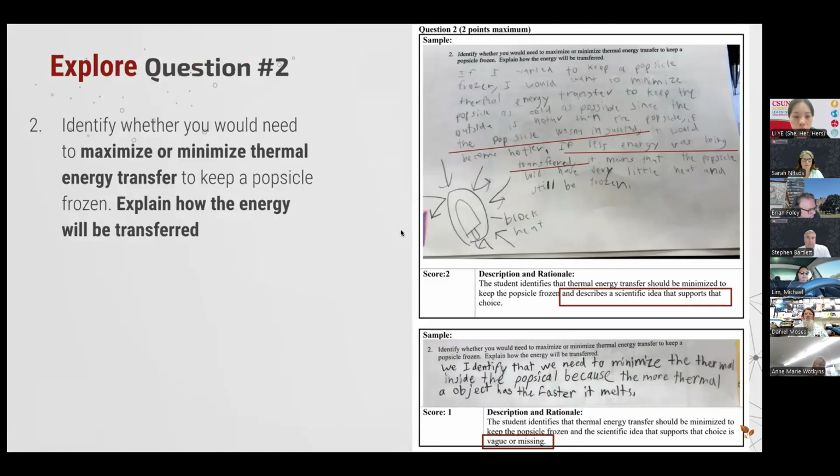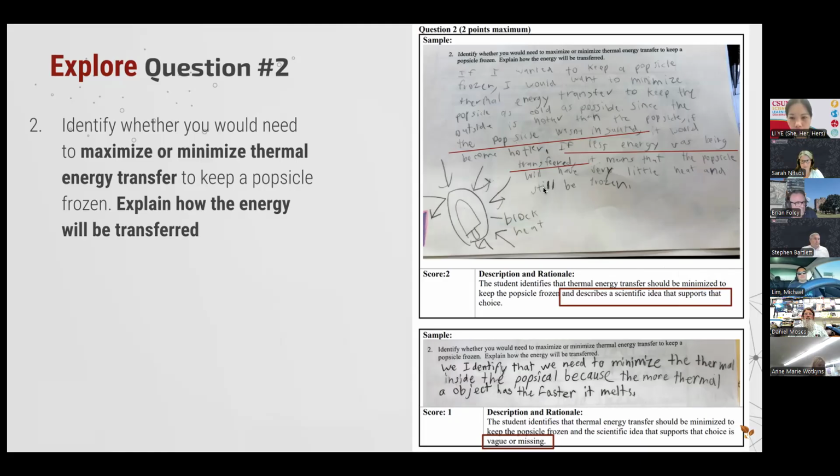All right, next one. After they understand the concept, they also have to identify whether you need to maximize or minimize the thermal energy transfer to keep a popsicle frozen. Right, so that's the next step, close to the task, and explain how the energy will be transferred. And now also with some comparison, the better answer not only identifies that they have to minimize the energy transfer, but also describes and explains the idea to support that choice.